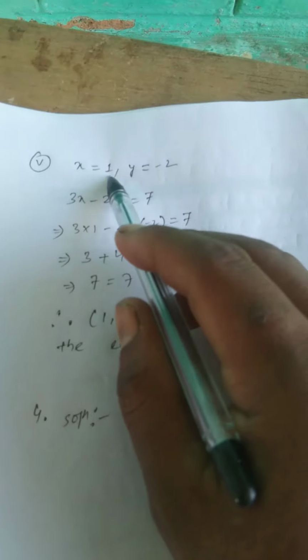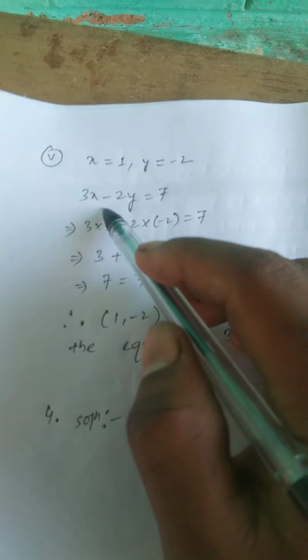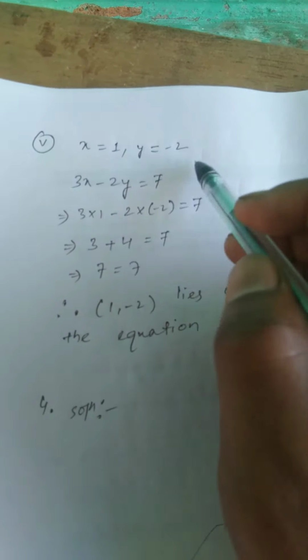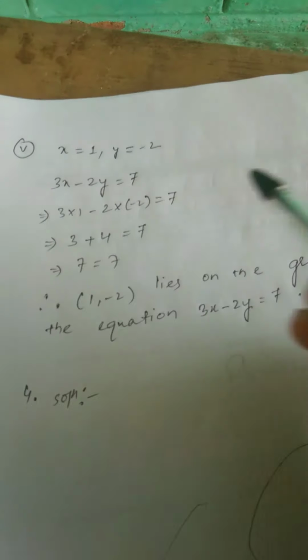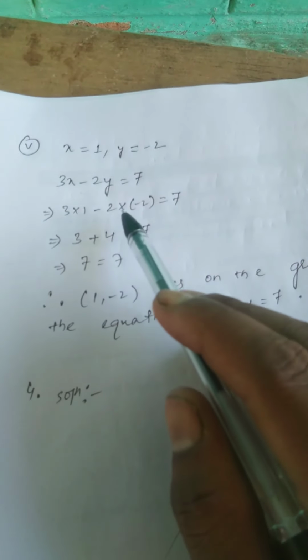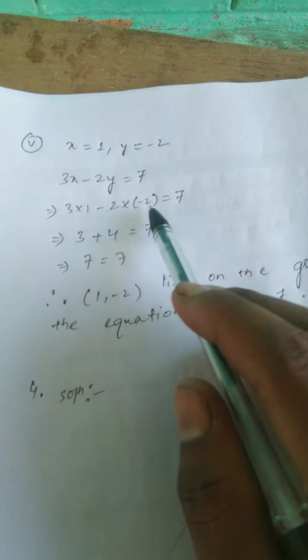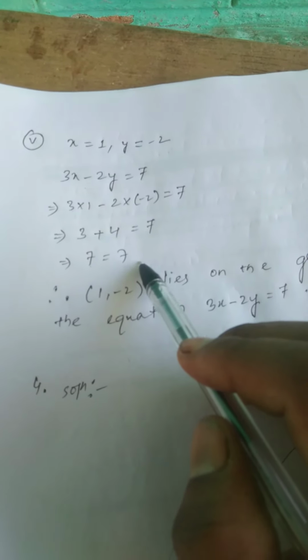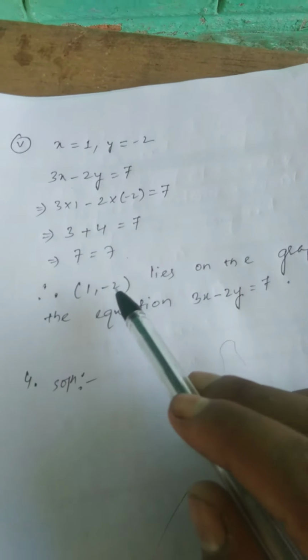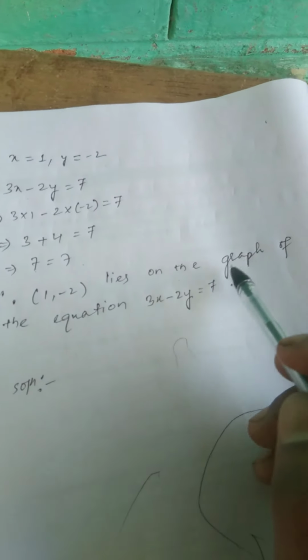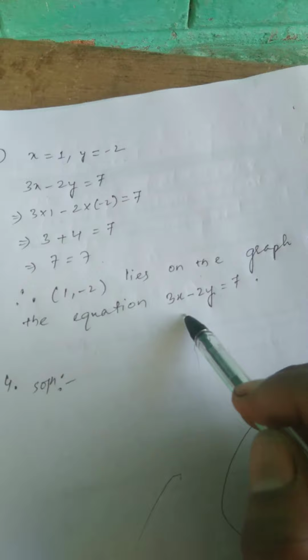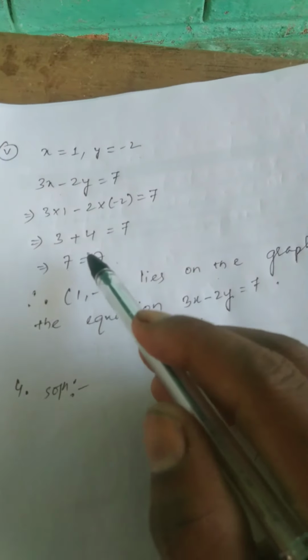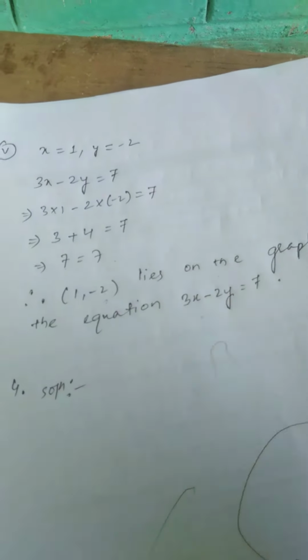So x is given here 1, y is minus 2. So this is the given equation, so substitute the x and y values. So you see here 3 into 1, 3, minus into minus plus, 2 into 2, 4. So left hand side is 7, right hand side also 7. So it is equal. So that means what? This point lies on the graph of the equation. Okay, if you don't get equal, then it will not lie on the graph.